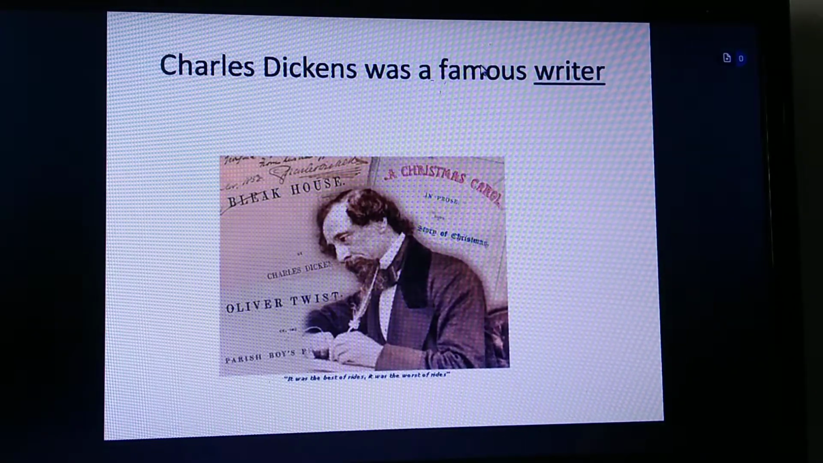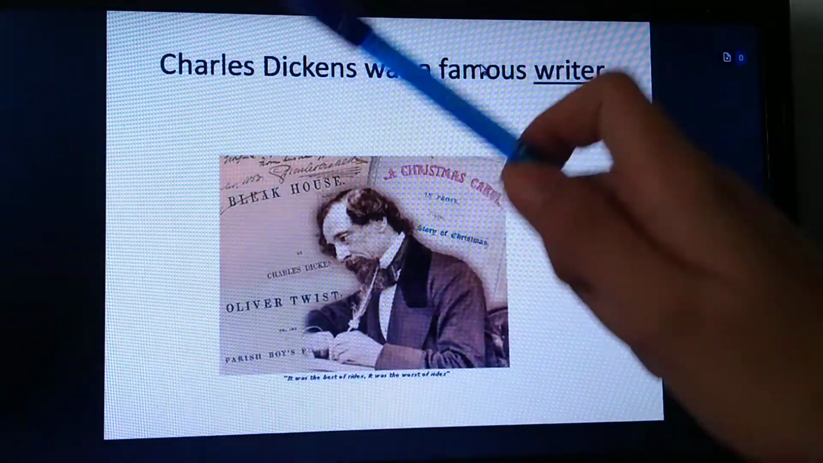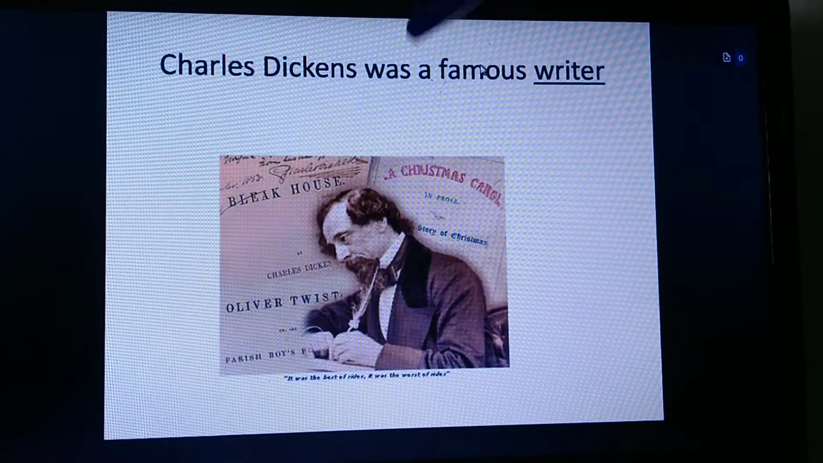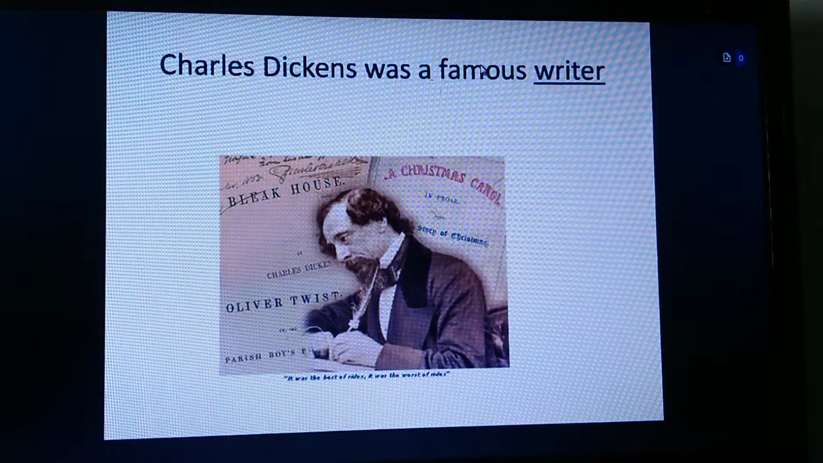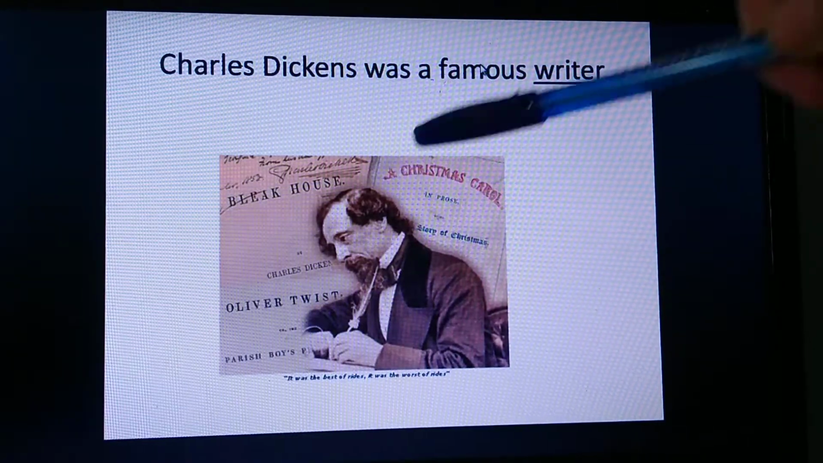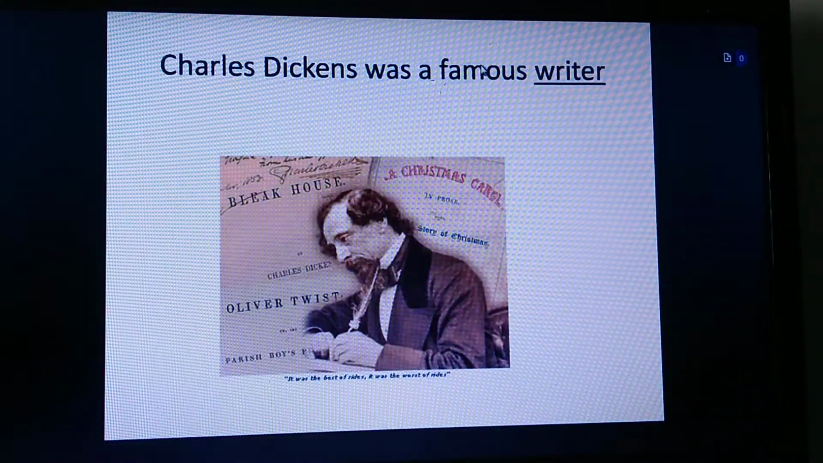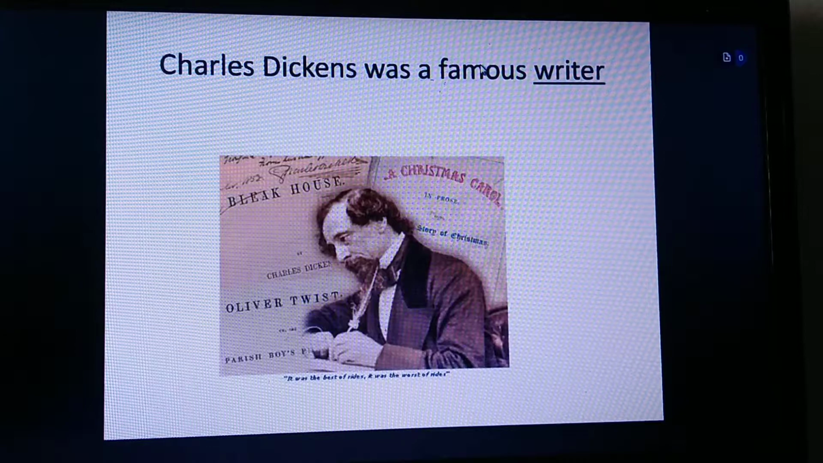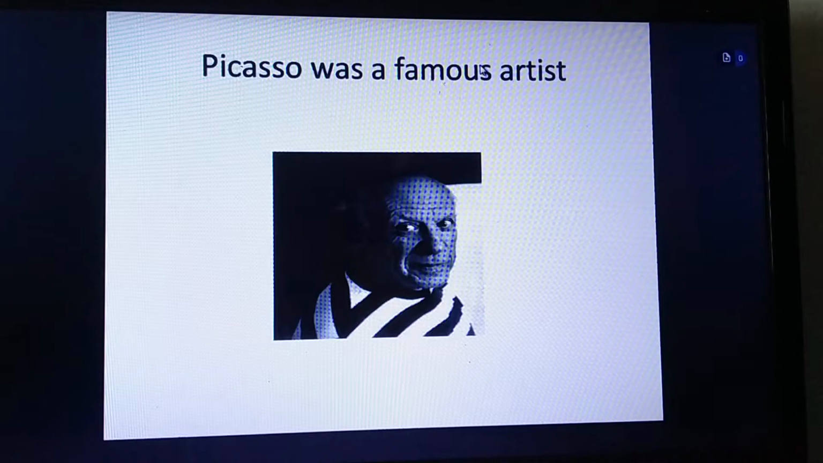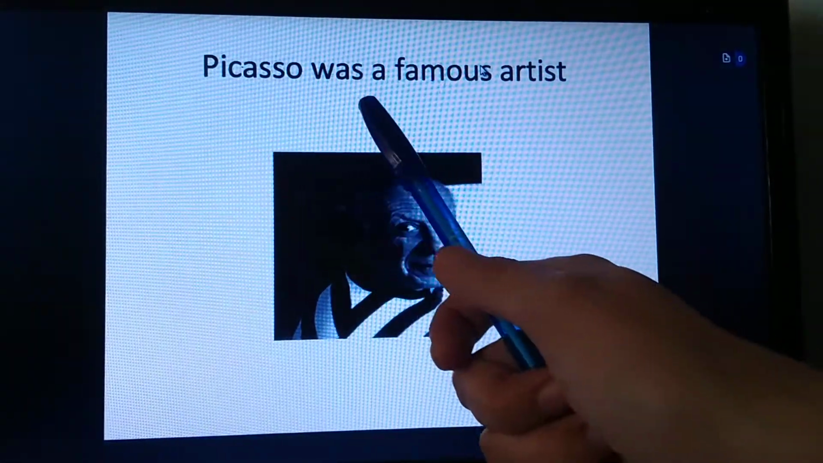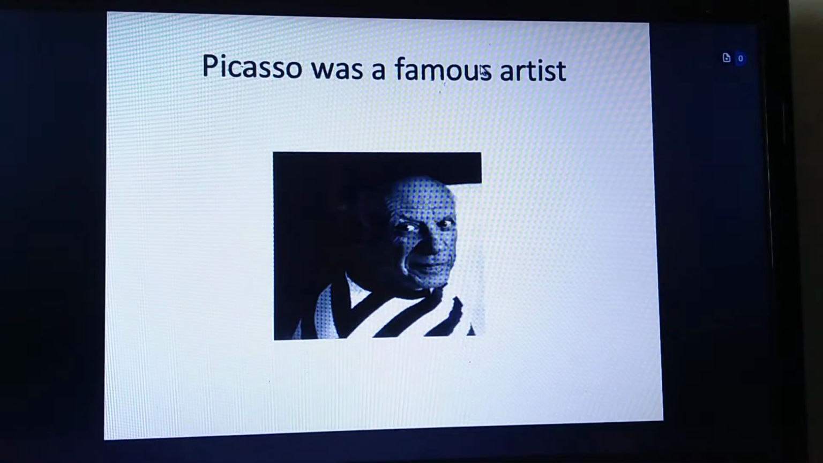Charles Dickens was a famous writer. Again I use was because Charles is only one, that's why I use the past tense was. Okay, so next. Picasso was a famous artist. So I use was again. Why? Because Picasso is only one. Okay, so next.